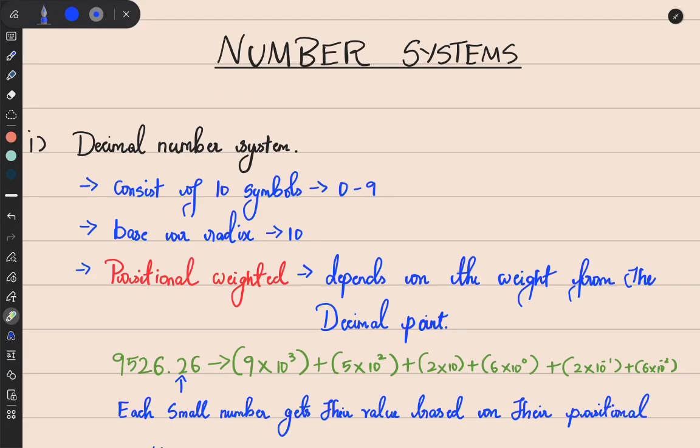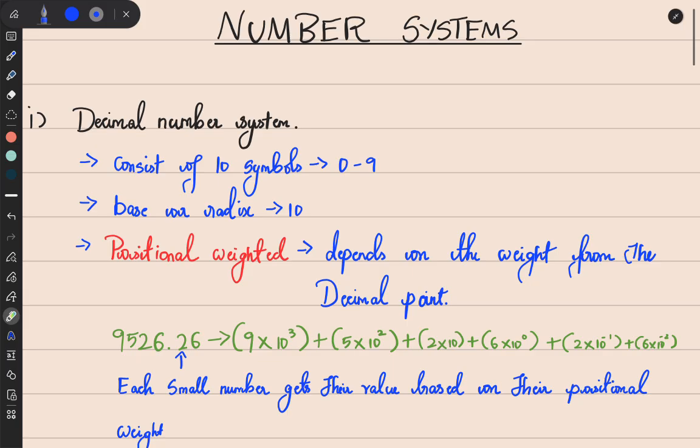Okay, so now let's start the topic number systems. In number systems, we are first going to see the decimal number system. This decimal number system consists of 10 symbols from 0 to 9, that is 0, 1, 2, till 9. It consists of 10 symbols, and as the decimal number system consists of 10 symbols, its base or radix is 10.